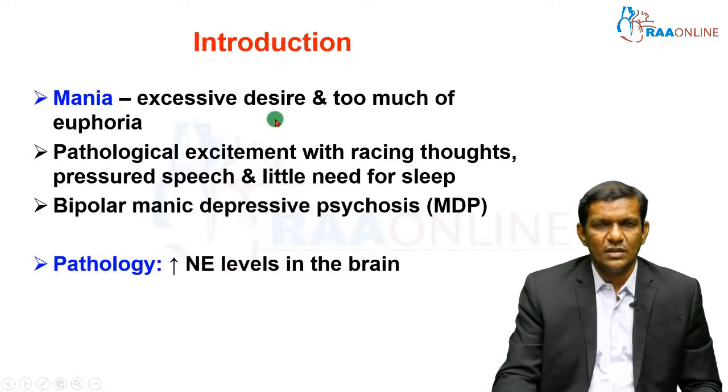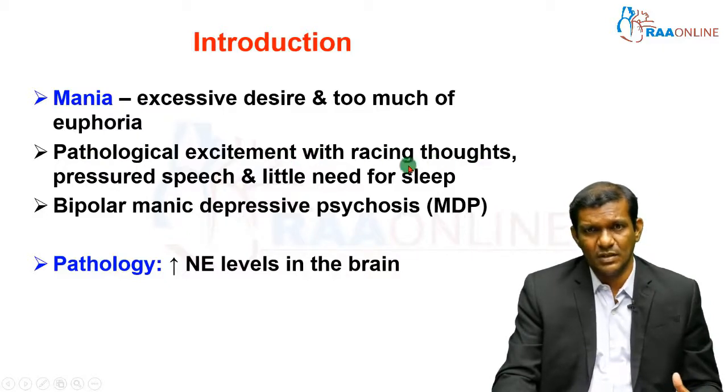Introduction, the pathology: mania means excessive desire and too much euphoria. These persons will always be in a high mood, with euphoric symptoms. It is a pathological excitement with racing thoughts. The thought process is very fast, and there is pressured speech, and as a result they don't have time to sleep at all. That is the character of these maniac patients.